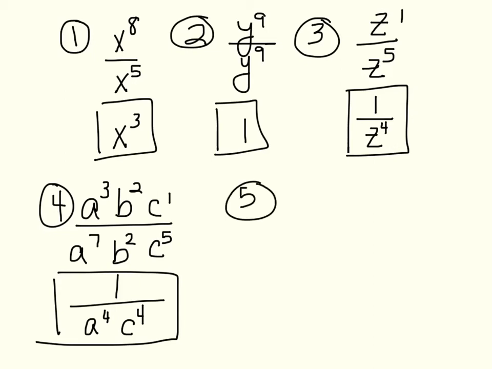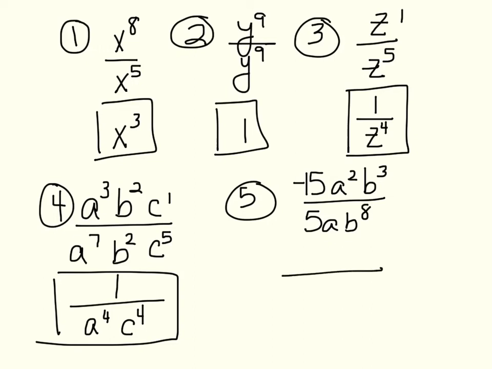Number 5. Negative 15 a squared b to the 3rd all over 5 a b to the 8th. So let's start simplifying. 15 and 5. Well, 15 divided by 5 is just 3, and that's negative 15. So negative 15 divided by 5 would give us negative 3.